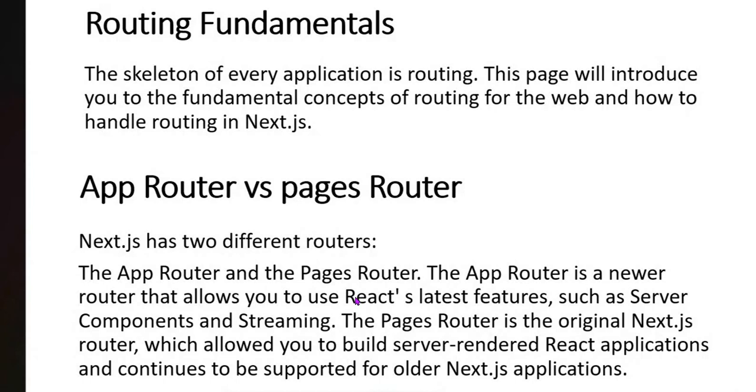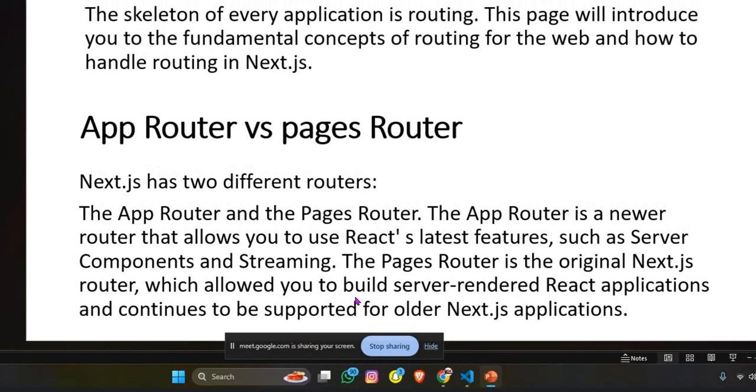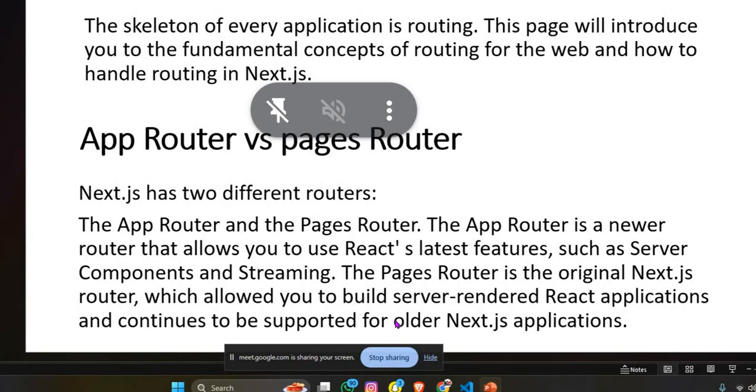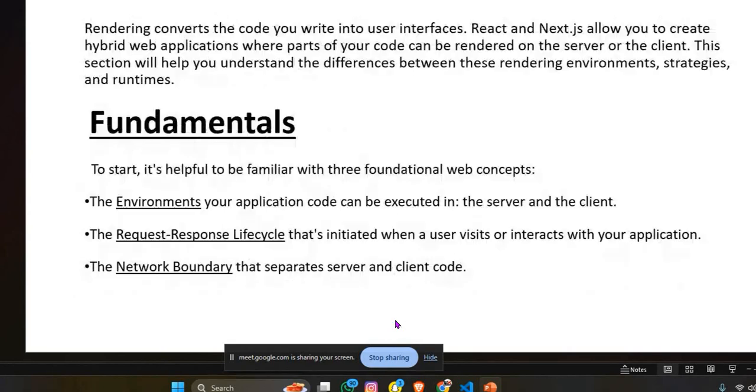Next is routing fundamentals. We can use routers in our Next.js application. There are two types of routers: app router and page router. The app router is the new router that allows users to use React's latest features, like server components and streaming. And the page router is the original Next.js router. This allows building server-rendered React applications, and it continues to be supported for older Next.js applications.